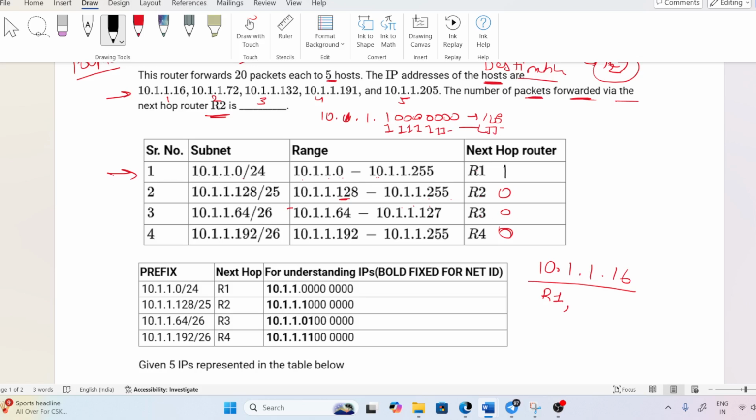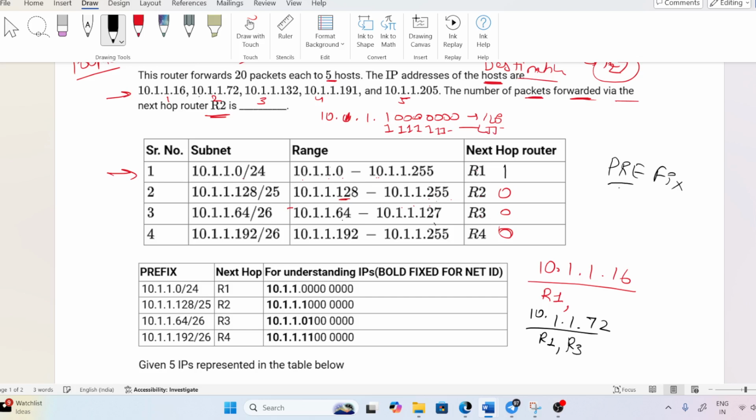Let's check another packet, 10.1.1.72. Now check the range. In R1, is it coming? Yes, it is coming. In R2? No, it is not coming. In R3, 64 to 127? Yes, it is coming. In R4, it is not coming. So this packet is in two ranges, R1 and R3. Now your router needs to decide whether it will go to R1 or R3. So we need to check which is nearer, which has the longer prefix.